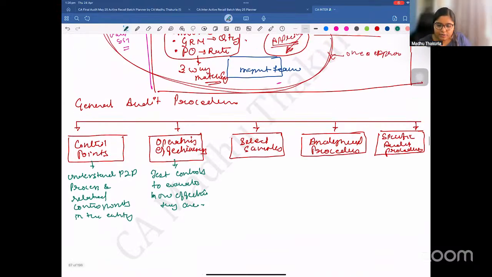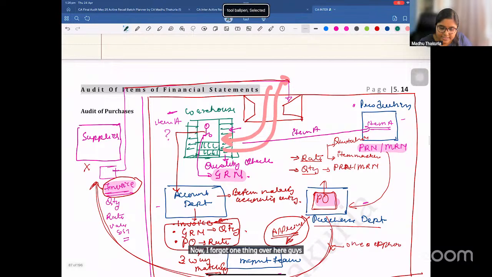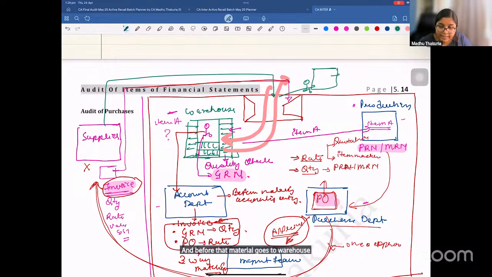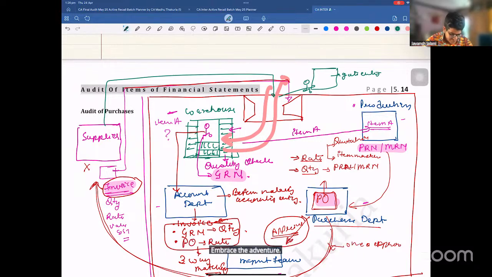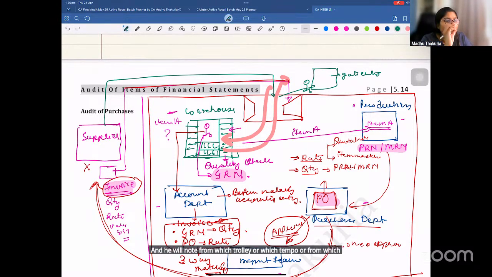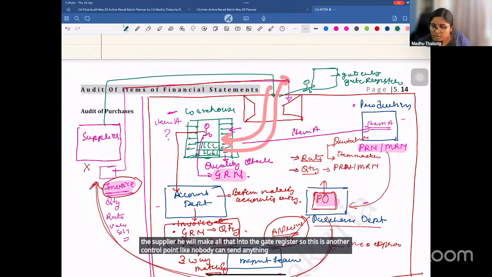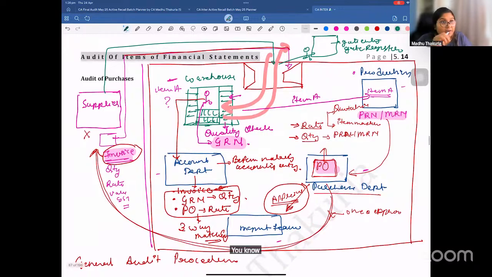Now, I forgot one thing over here, guys. Whenever you receive material from anyone in the factory, there is a security guard who sits at the gate. Before that material goes to the warehouse, the security guard will do a gate entry. He will note from which trolley, tempo, truck or lorry, with what transport number, that material has come into the factory. What was the supplier? He will make all that into the gate register. So this is another control point. Nobody can send anything into the factory without the security guard making the entry of it, right?